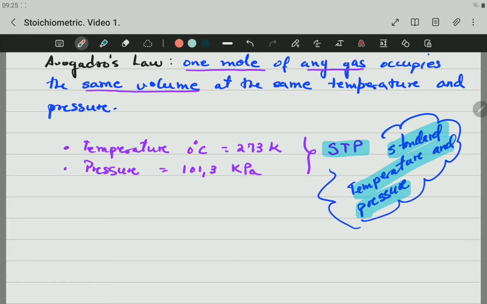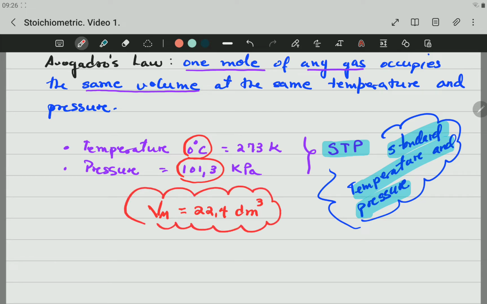Calculations were done to find that if the temperature is 0 degrees Celsius and the pressure is 101.3 kilopascals, then the volume of 1 mole of any gas will be equal to 22.4 cubic decimeters, and this is called the molar volume. That is only if we have STP, only at STP. So that is the molar volume.